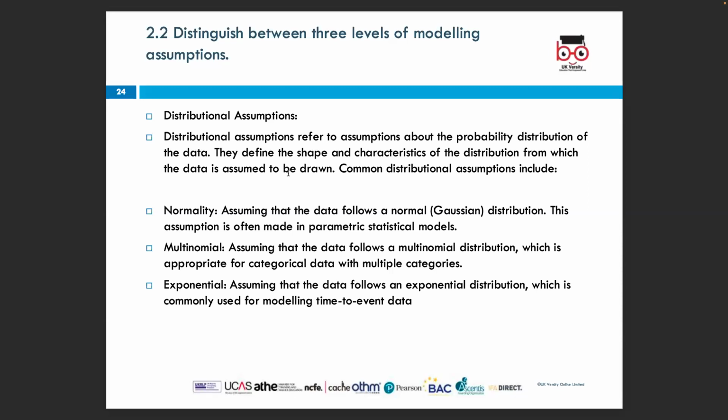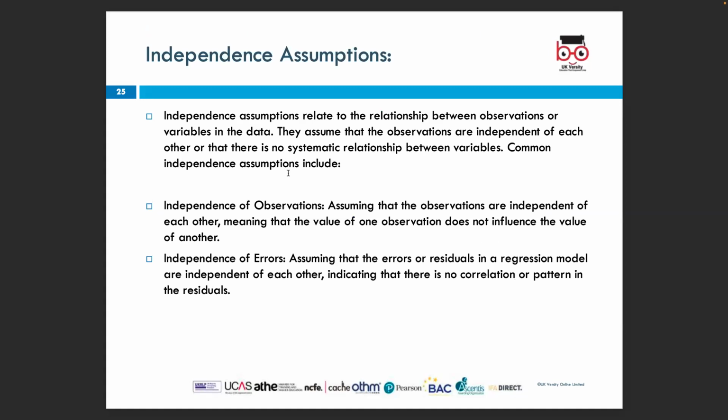Exponential, which is assuming that the data follows an exponential distribution, which is commonly used for modeling time to event data. So we have independence assumptions. What does independence assumption mean? This relates to the relationship between observations or variables in the data. They assume that the observations are independent of each other or that there's no systematic relationship between variables. Common independence assumptions include, number one, independence of observations, and then independence of errors.